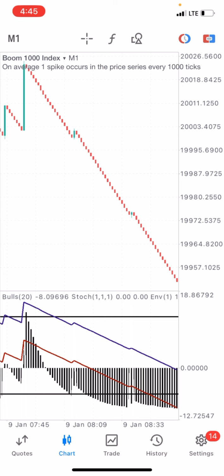I'll be sharing with you one powerful strategy right now that you can trade the boom and crash market effectively and leave the market with good profits.